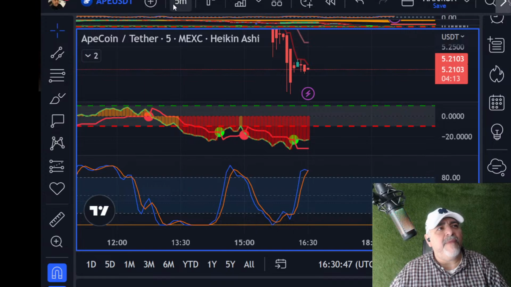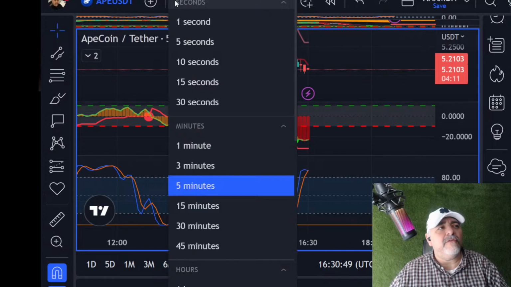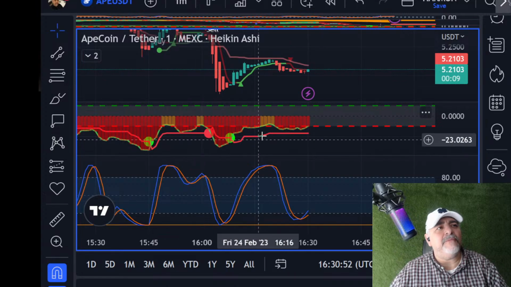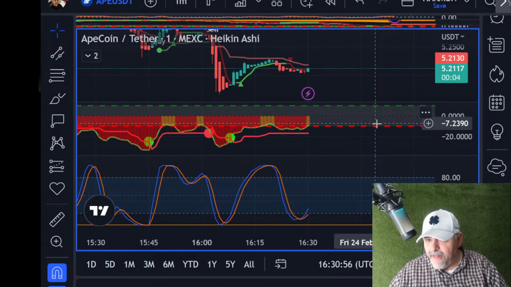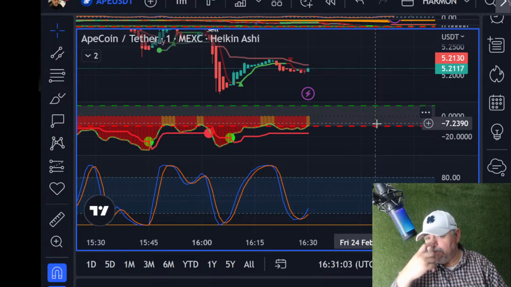Here's your 5 minute bend. It's starting to bend there. So the 5 minute is confirming that we're going to have some type of short coming in. Now we're just waiting on the 1 hour to give us an entry into that, which it looks like, you know, price wise, it's going to start fluctuating here.